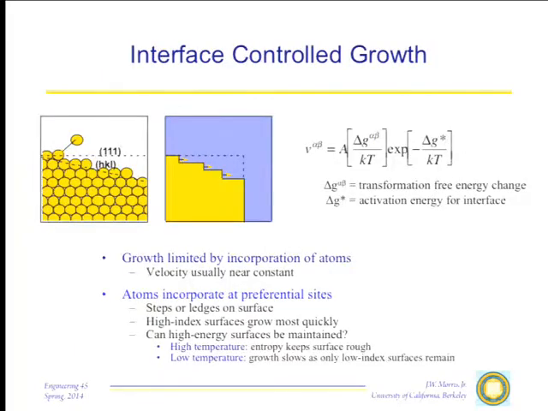In interface control, we have atoms coming to the surface. We need to incorporate them into the surface. If the surface is crystalline like this, the normal incorporation will be at steps, something like this. The atom will fit into a corner or step, and in that way the crystal will grow. Well, that may or may not present a problem.